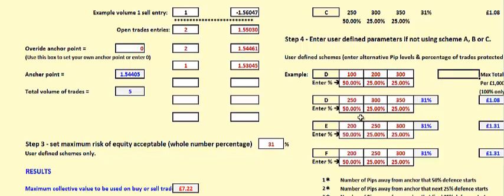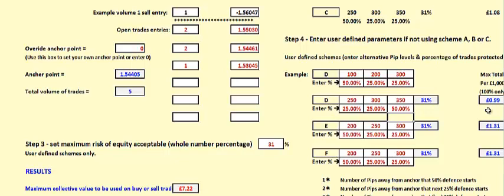Similarly, if I want to change the proportion of the volume that I protect, I can do that. So it could be I went for 25%, and I may just want to protect 75%. On the other hand, I might want a backstop, so I put at the end of it 50%, so that between the three defensive trades, everything is protected. And you'll notice when I did that, the amount per trade that I can use, or per 1,000 of equity, reduced again. Now it's 99p.